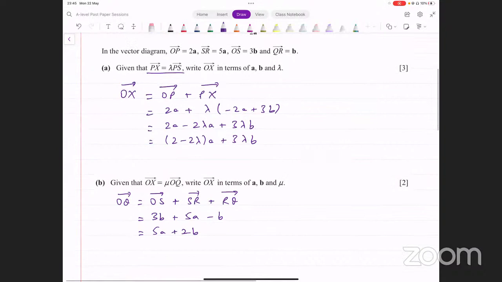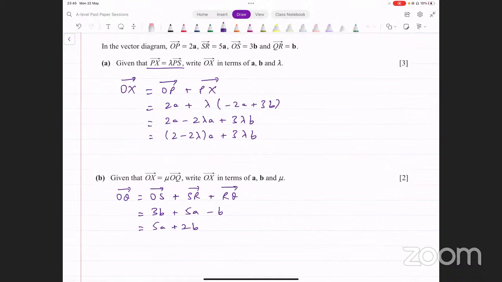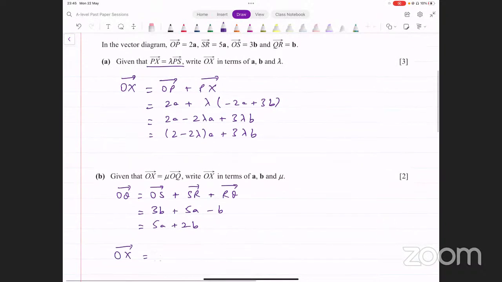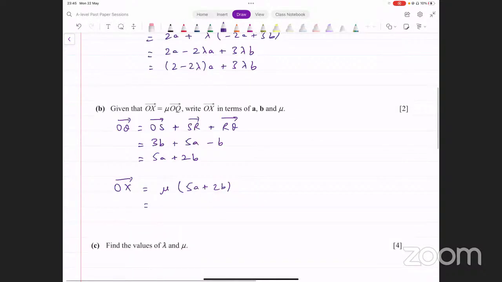Okay, now what we want to do is find OX. What is OX? OX is mu times OQ. So that's just going to be mu into 5A plus 2B. Okay, now you can write it separately as well, you can think of it that way too. That's your choice. If you write it separately, this is 5 mu times A plus 2 mu times B. That's another way of writing the vector OX.